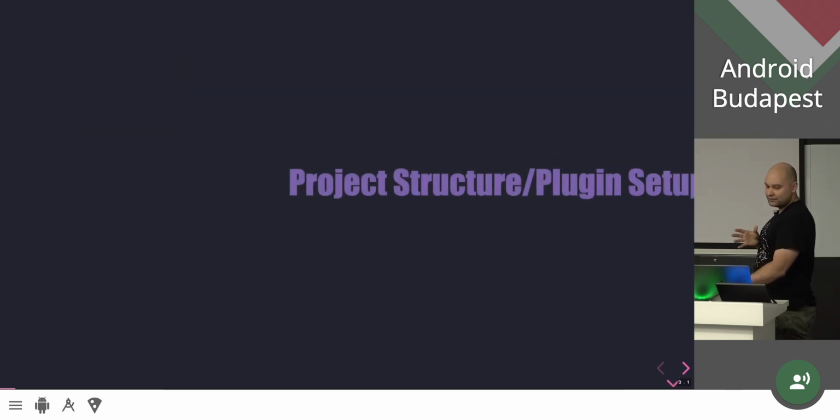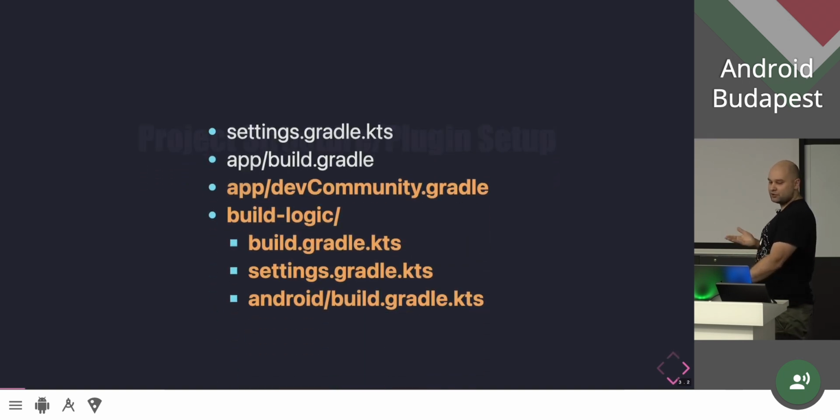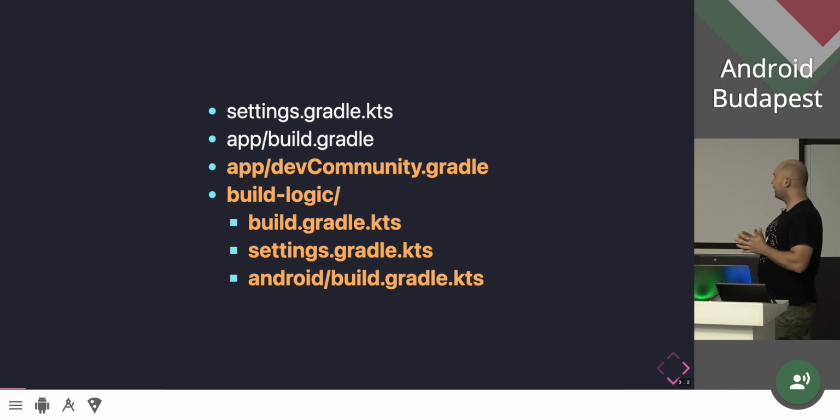Sounds tricky, but I will try to guide you as much as possible through this. We will start with the project structure setup. Imagine creating a new project. You would have a classic settings Gradle file and application build Gradle file, and the orange parts are the ones I will focus on. The build logic here is an included build. By included build, I mean that we build the plugin alongside the application project itself. We don't host it in a separate Git repo.